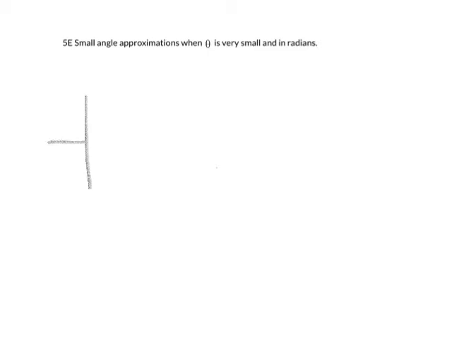Okay, a quick bit of conceptual understanding for small angle approximations. If we look at the graph of sine of x, we notice that when x is small, we almost get a straight line. In fact, when we set x to be in radians rather than degrees, that line is y equals x.